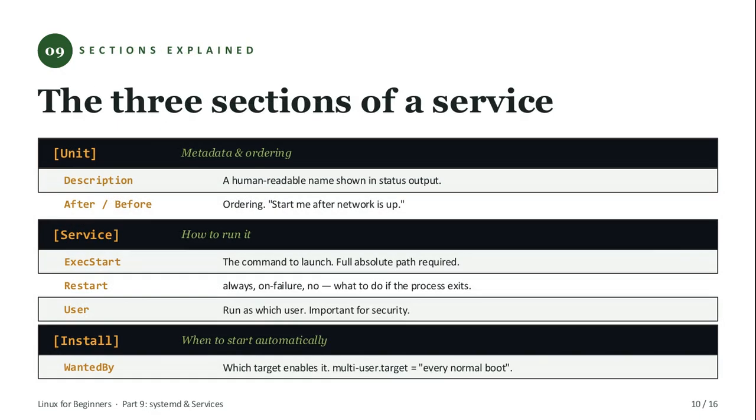Let's break those sections down a little more carefully. Under unit, description is just the friendly name you'll see in status output, and after or before controls ordering relative to other units. In service, exec start needs a full absolute path. Systemd won't search your path for you. Restart decides what happens when your process dies, and user keeps things from running as root when they don't need to. And in install, wanted by hooks you into a target. Multi-user.target meaning every normal boot.